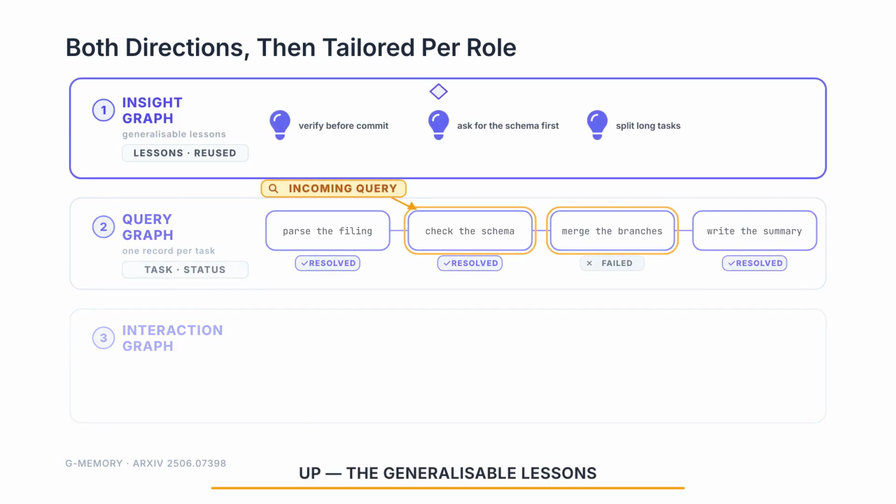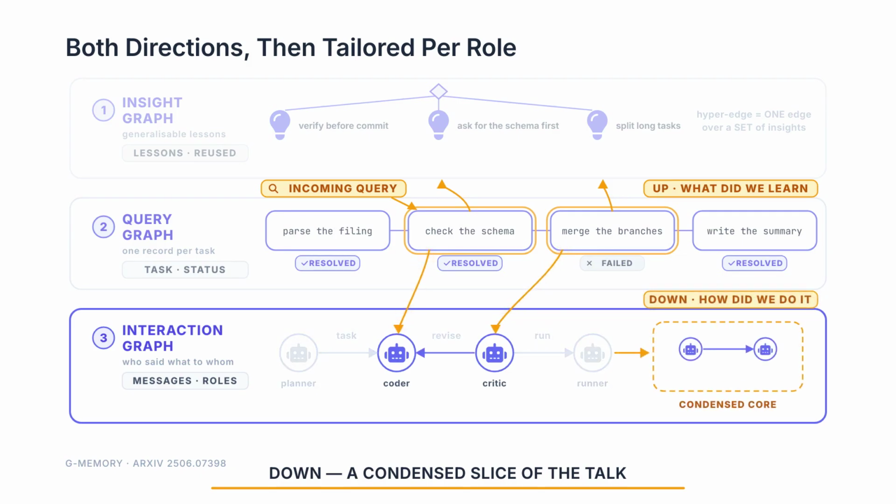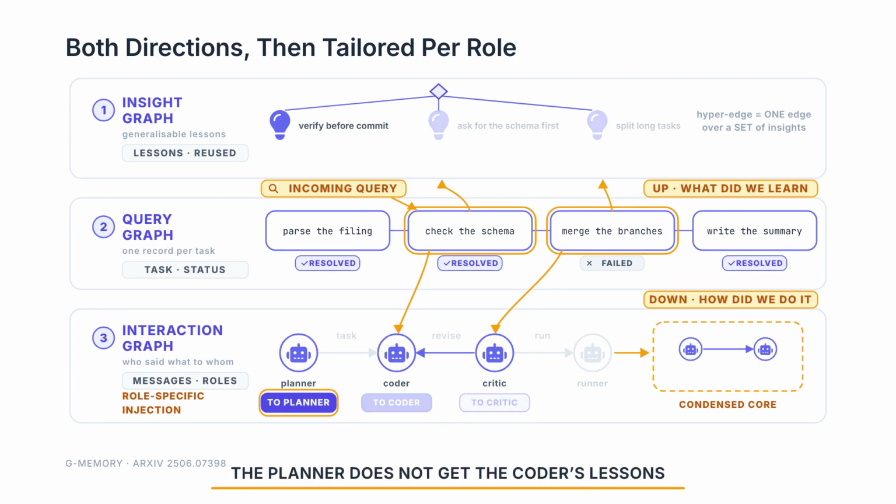Upward, it asks, what did we learn? Pulling abstract lessons out of the insight graph. Downward, it asks, how did we actually do it? Pulling a condensed slice of the old conversation. And then the clever bit. What each agent receives is rewritten for its role. The planner does not get the coder's lessons. One shared memory, a different parcel for every seat at the table.